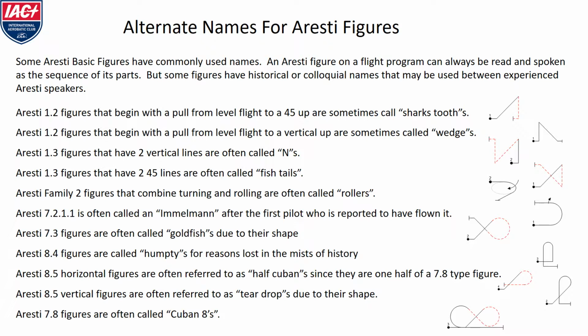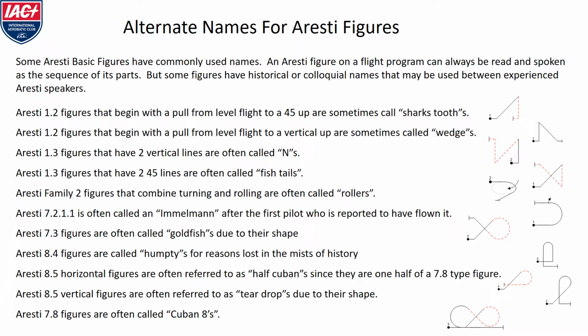Aresti 1.2 figures that begin with a pull from level flight to a 45 up are sometimes called shark's tooths. Aresti 1.2 figures that begin with a pull from level flight to a vertical up are sometimes called wedges. Aresti 1.3 figures that have 2 vertical lines are often called ends. Aresti 1.3 figures that have 2 45 lines are often called fishtails.